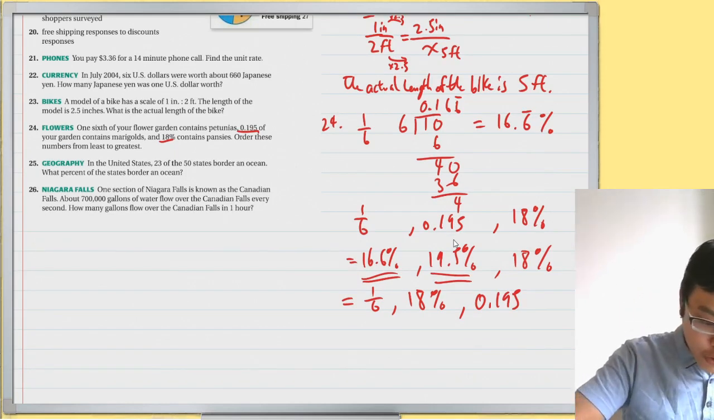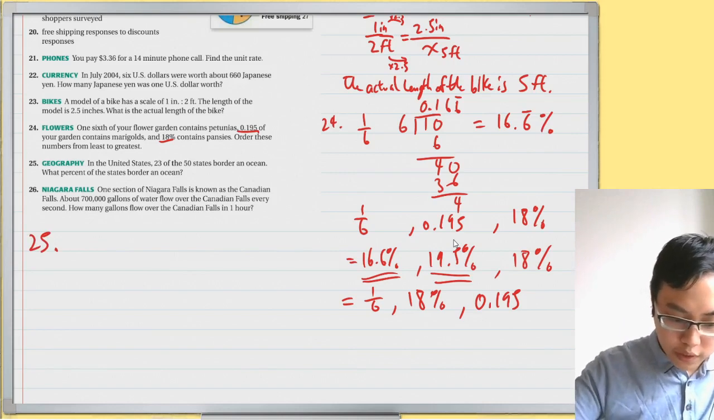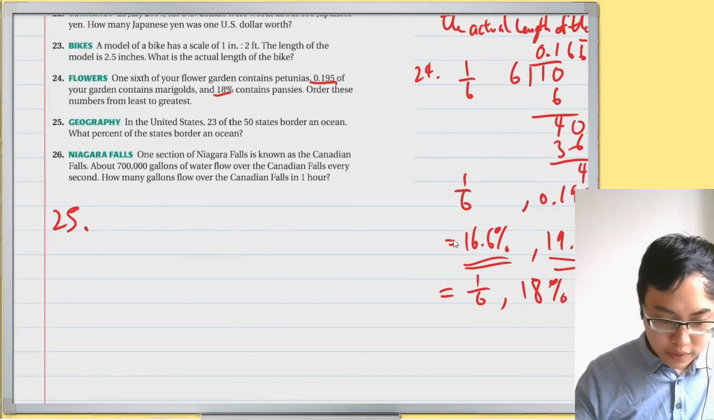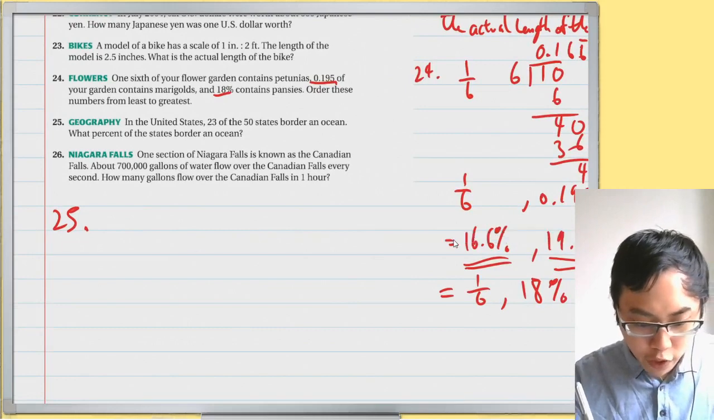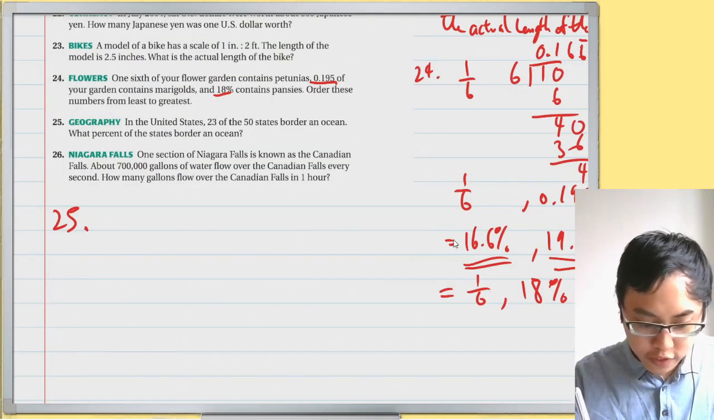Question 25. I'm going to do question 25 over here so that we can see the question clearly, and I can zoom in a little bit more. In the United States, 23 of the 50 states border an ocean. What percent of the states border an ocean?